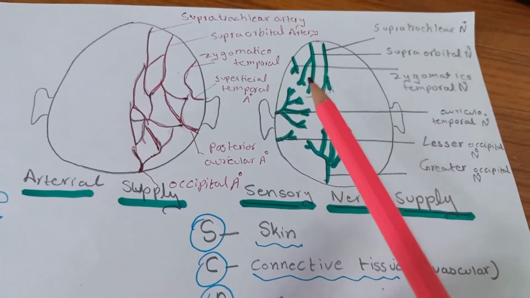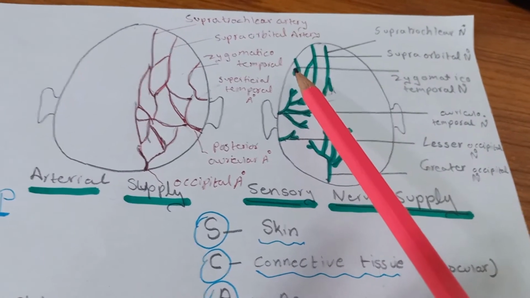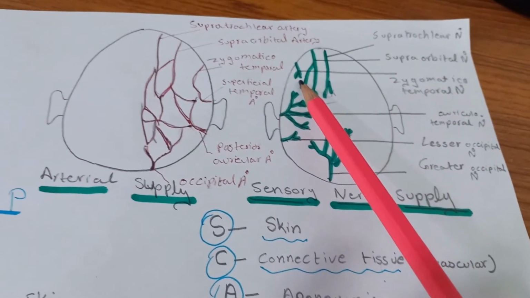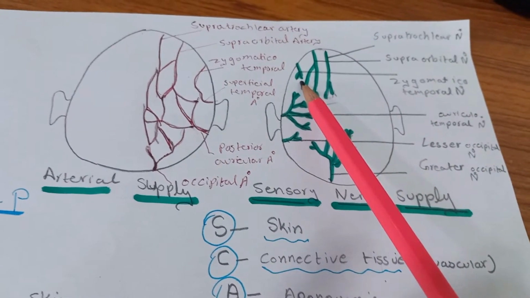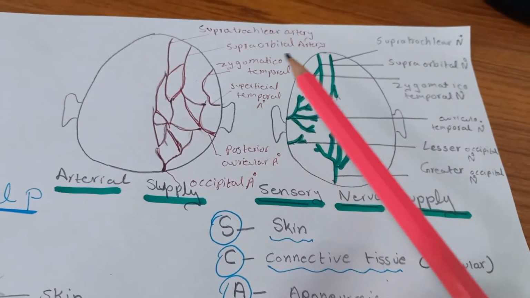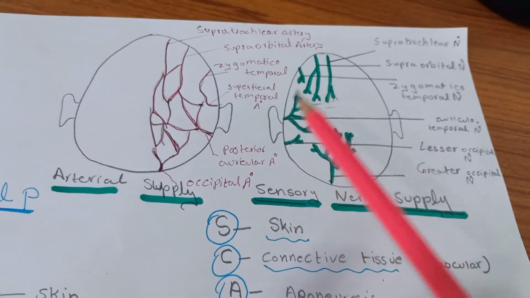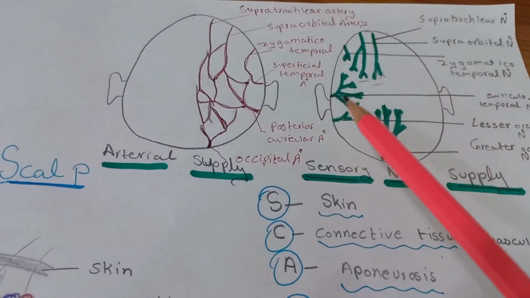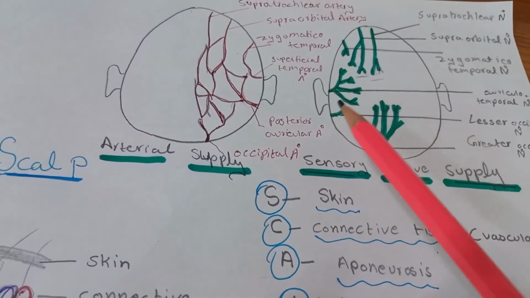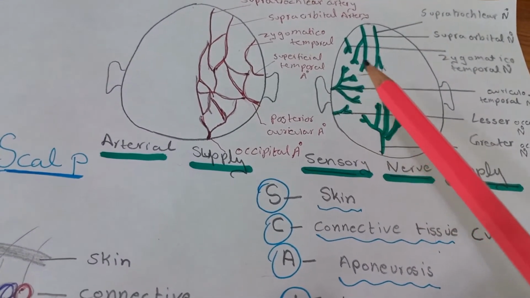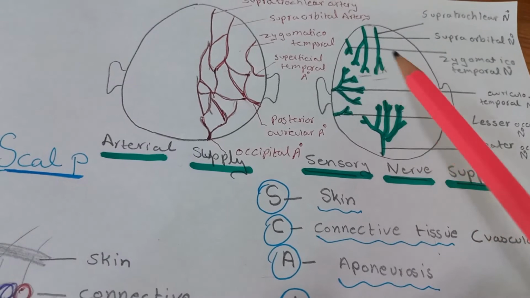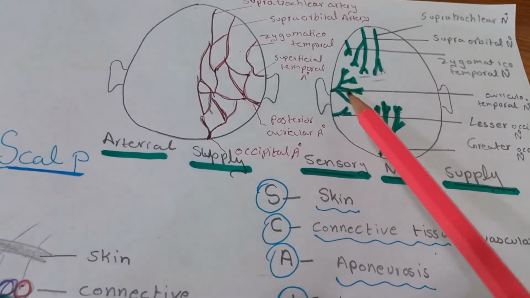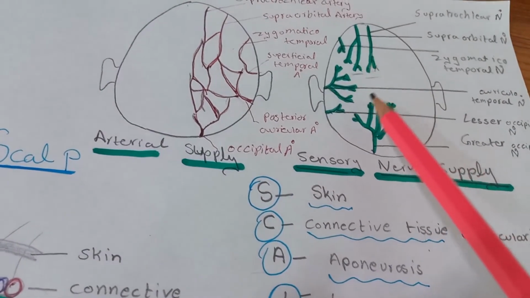The third nerve is the zygomaticotemporal nerve. The zygomaticotemporal nerve is basically a branch of the maxillary division of the trigeminal nerve, and it supplies the scalp over the temporal region. The auriculotemporal nerve, as you can see in this diagram, is a branch of the mandibular division of the trigeminal nerve, and it ascends in front of the ear and supplies the skin over the temporal region.